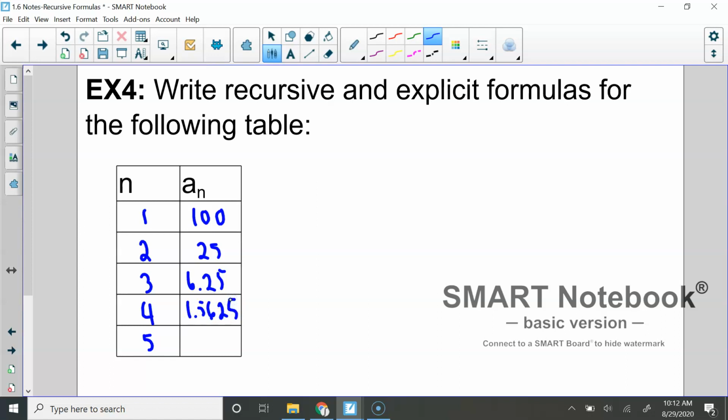1.5625 and 0.390625. Another room right there.